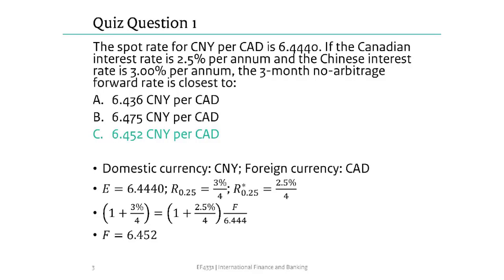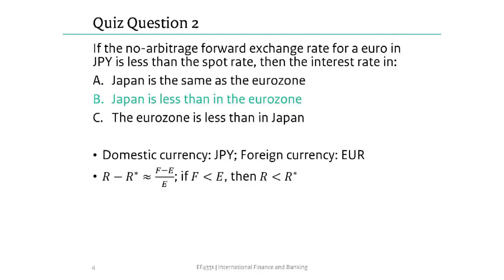All right, question 2, again, building on the same procedure in which you solved question 1, asks the following. If no arbitrage forward price rate for euro in Japanese yen is less than the spot rate, then the interest rate in A, Japan is the same as the Eurozone, B, Japan is less than in the Eurozone, or C, the Eurozone is less than in Japan.